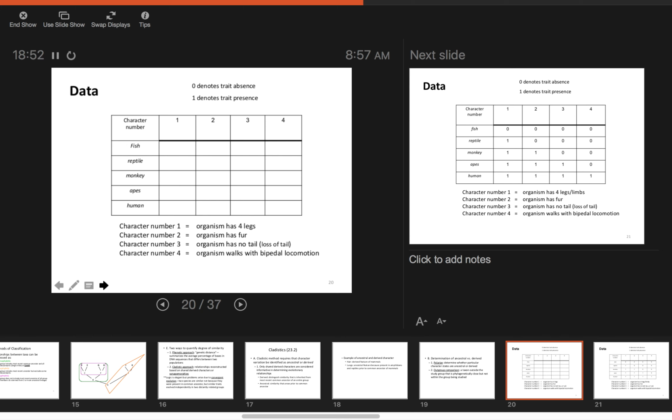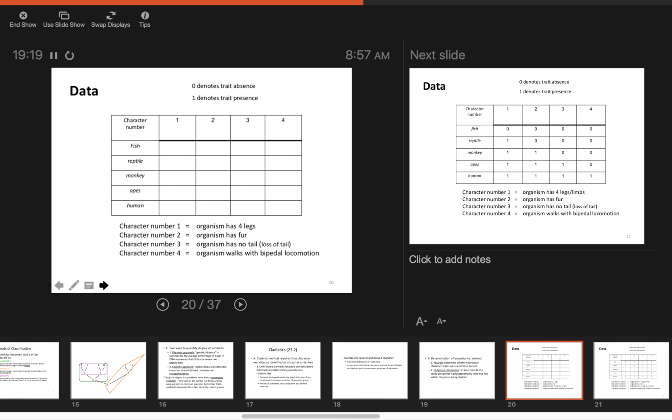Okay. Apes. 4 legs. Yeah, 4 limbs. Fur. Has no tail. They don't have a tail. Okay. So this is a 1. Organism walks with bipedal locomotion. Yeah, they can. I mean, give or take. They're just using their knuckles.